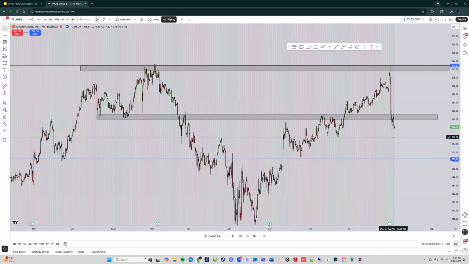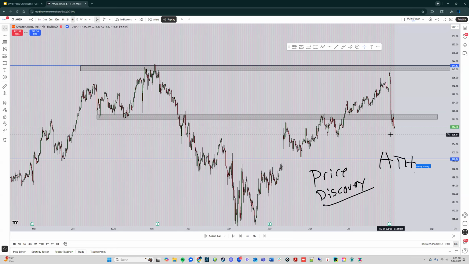I will go over that after I'm done with Amazon here. We'll take a look. And by the way, that is called price discovery. In trading, price discovery means that a stock hit an ATH, or all-time high, and you don't know where price is going to keep going. There are some tools we can use, which I'll show you in a minute.